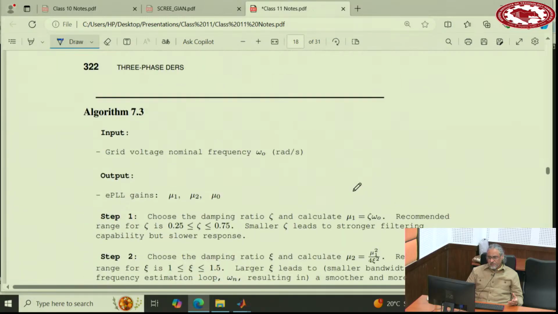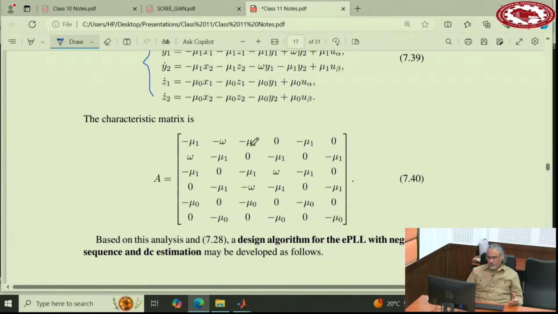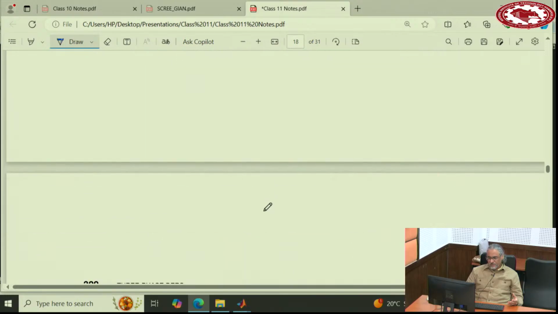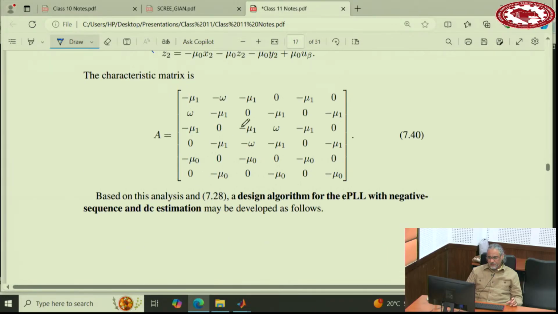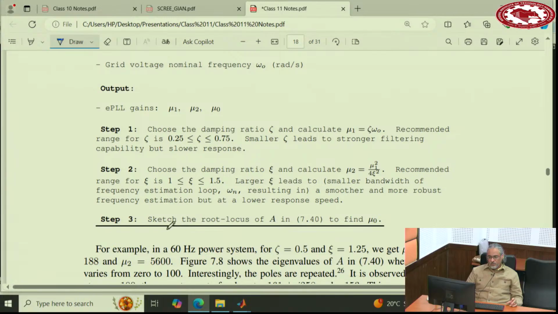So if you look at the parameters, here is mu1, right? And mu0. So let me say how I proceed. Choose the damping ratio zeta and calculate mu1, okay, the same way we did before. Choose the damping ratio and calculate mu2 as before. Now, once you have mu1 and mu2 in this matrix, you can change mu0 and look at eigenvalues of this matrix. So sketch the root locus of eigenvalues of A to find mu0.